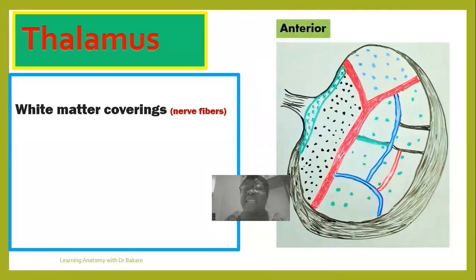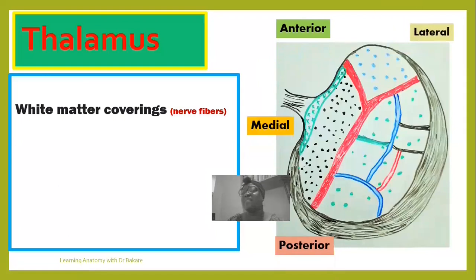So this is where we have the anterior view. This is where we have the posterior view behind. This is where we have the medial side, and this is where we have the lateral side. In anatomical position, this is how the thalamus is placed. So this configuration here is what the thalamus represents. And you have white matter covering surrounding the thalamus.